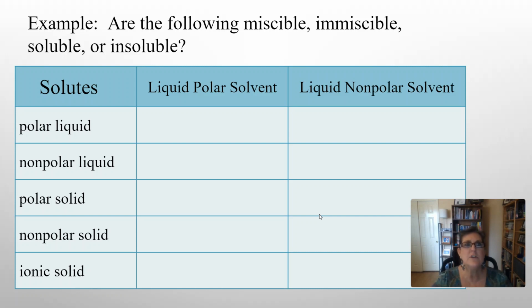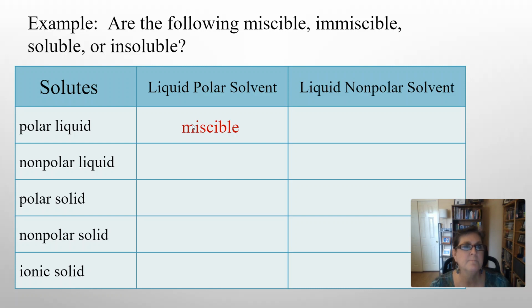All right, so let's determine if the following are miscible, immiscible, soluble, or insoluble. Let's go down the liquid polar solvent column first. So we have a polar solvent. Will a polar liquid mix with that? And what word would we use? Polar liquid with a polar solvent, that's also a liquid. So we have a liquid-liquid combination. They're both polar. What word? You're correct if you said miscible.